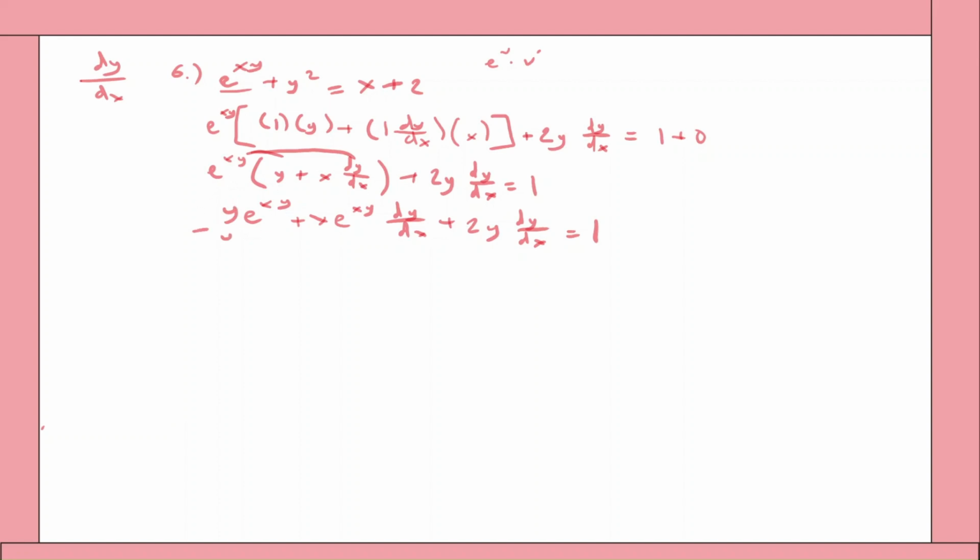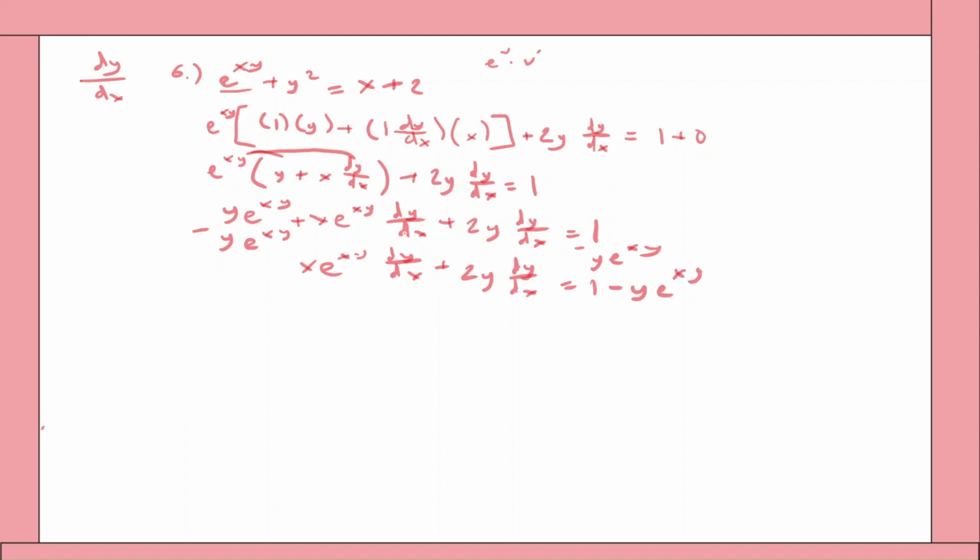So we're going to subtract by y e to the xy, and we're going to do the same thing here. So subtract by y e to the xy. Then we're just going to rewrite everything else here with the dy dx. That is an x to the e to the xy dy dx plus 2y dy dx, and of course we just have this 1 minus the y times e to the xy.